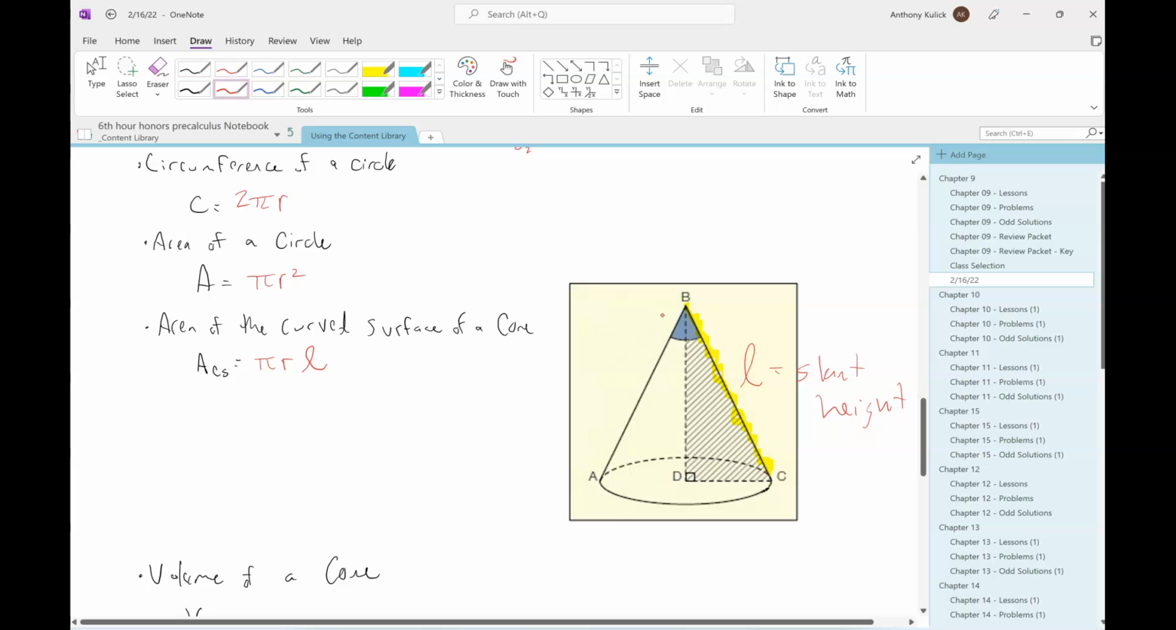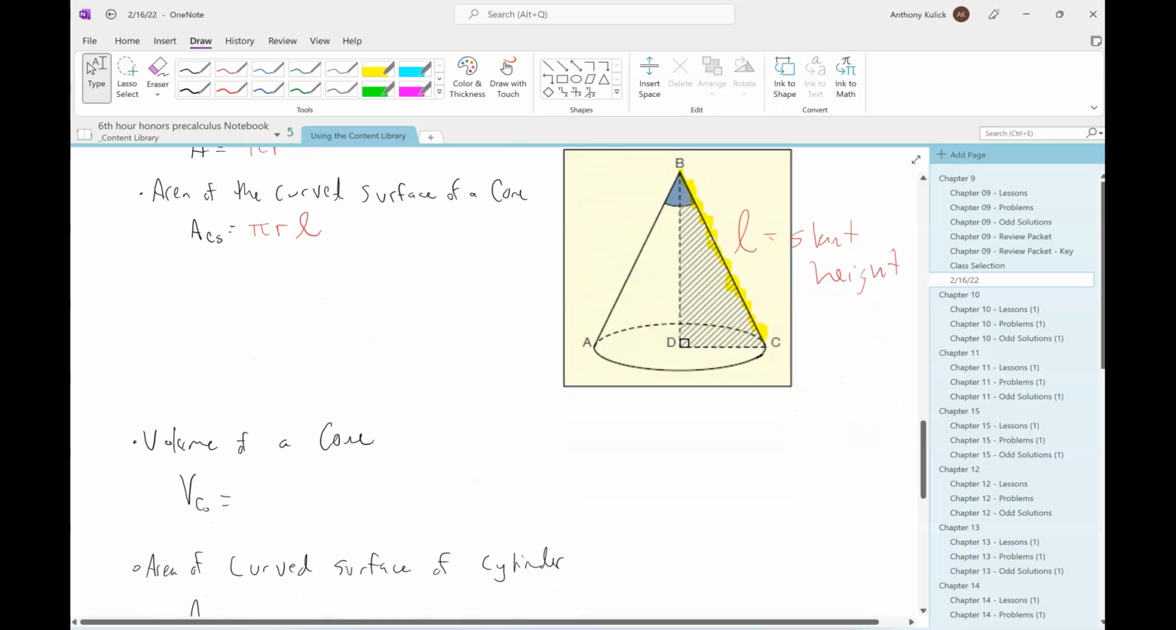Notice that I'm using a script L for slant height. Why aren't I using just a print L? It looks like a 1. That's a Mr. Kulik mistake. Your L turns into a 1 and you screw up your answer. I'm going to try to outsmart myself and use a script L whenever possible. Everybody okay with that?